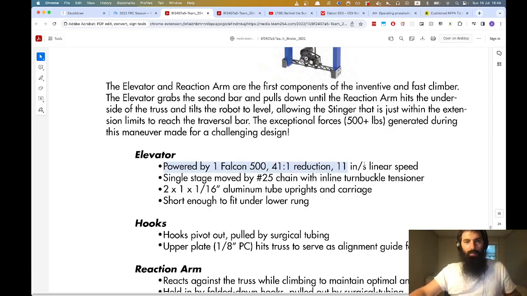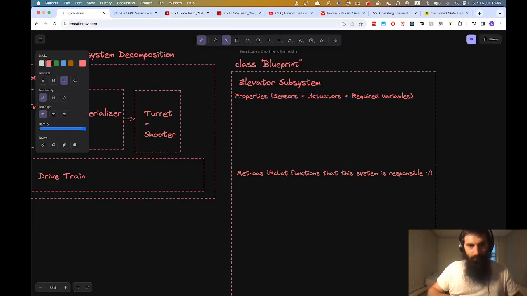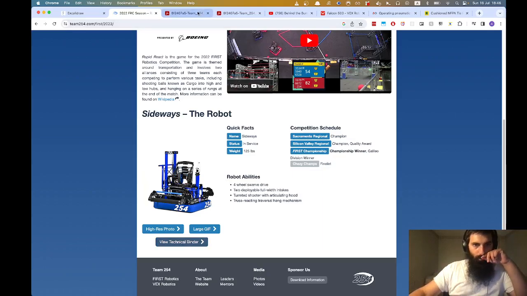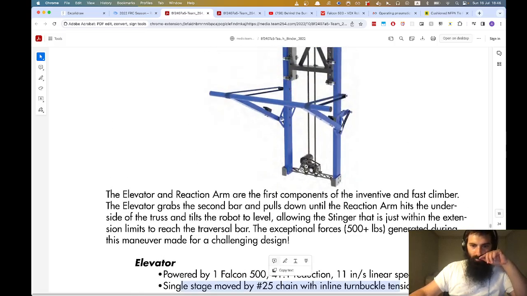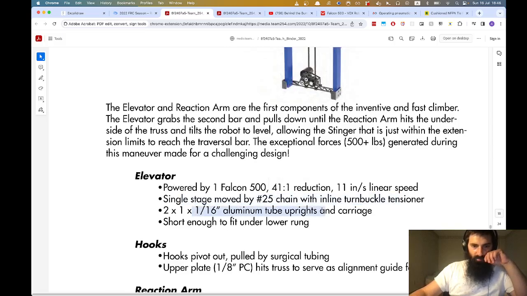So right here, we see a few things. We see that there's a motor. Again, we go to properties and actuator, so it's a motor, and this is a Falcon 500 motor. And what does it do? It's responsible for raising and lowering the elevator. That is pretty simple. The single stage is moved by 25 pitch chain, which is right here. So that's as we expected.